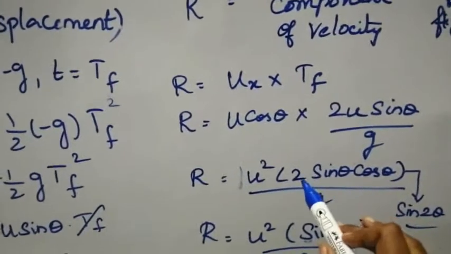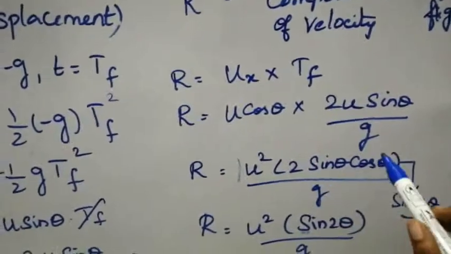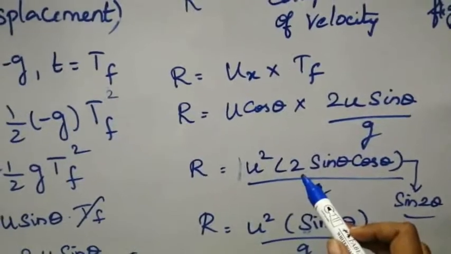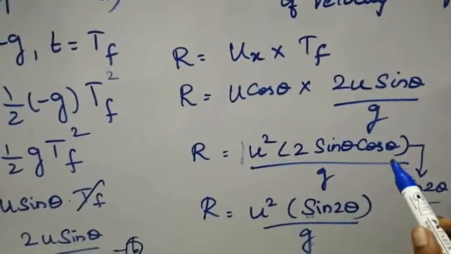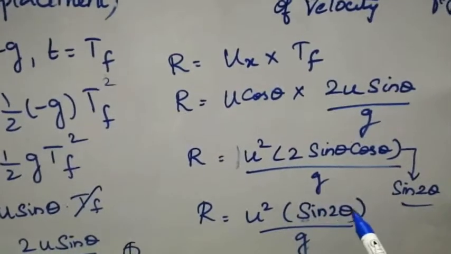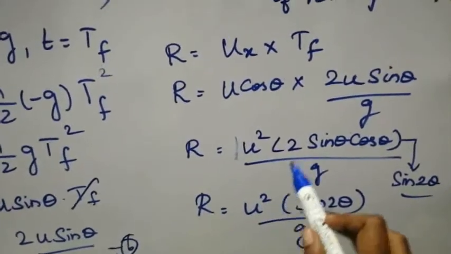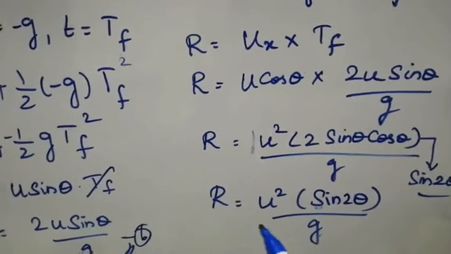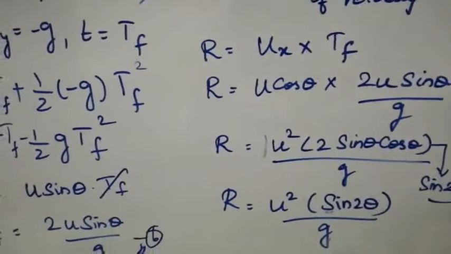By the trigonometric formula, 2 sin theta cos theta is sin 2 theta. So this whole term, 2 sin theta cos theta, is equivalent to sin 2 theta. So you can write this term as sin 2 theta. Then the horizontal range R is equal to u square sin 2 theta by g.